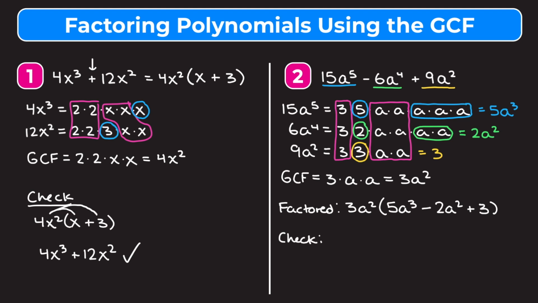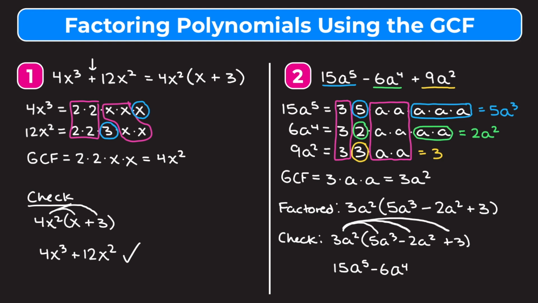So let's check. I'll rewrite it so we can distribute it out. If we distribute this 3 in, 3 times 5 is 15. A squared times a to the third is a to the fifth. You add the exponents. Distribute the 3a squared into the negative 2a squared. 3 times negative 2 is negative 6. A squared times a squared is a to the fourth. Again, you add the exponents. And 3a squared times positive 3, we're just going to multiply 3 by 3 to get 9. And then we have this a squared tacked on. So we get our original expression, so we know that our factored form is correct.